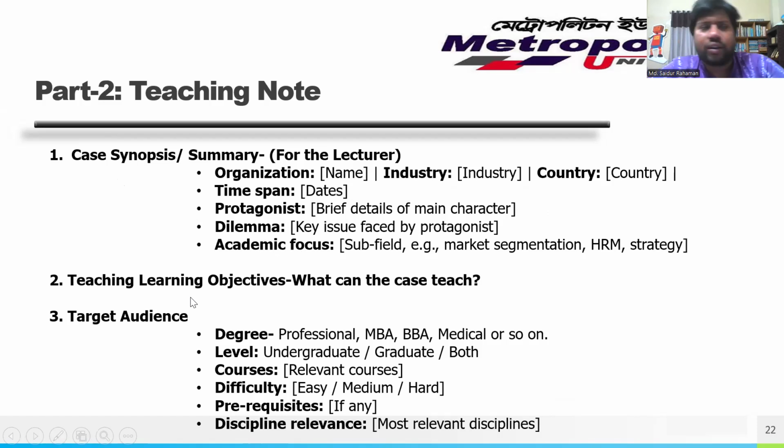It is about what the outcomes of the teaching case study are for the students. What can the case teach? How can teachers relate these case outcomes or objectives to Bloom's taxonomy as well? The third point is the target audience. Who will be the target audience? What degree level should you prefer? Level, courses, difficulty, prerequisites, and discipline relevance. You need to address all these things in the target audience part.